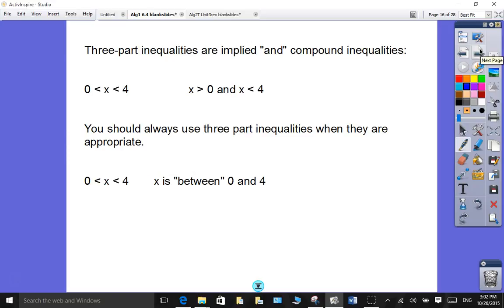So three-part inequalities are implied in "and" compound inequalities. And you should use a three-part inequality when they are appropriate. Please don't just keep trying to write it as two different inequalities. It's going to lead to more mistakes. And it's not like you can just do it a few times and be sure that after a while they'll just go away and you won't have to know them. Actually, that is not true. They're not going away. You will have to get comfortable with a three-part inequality.